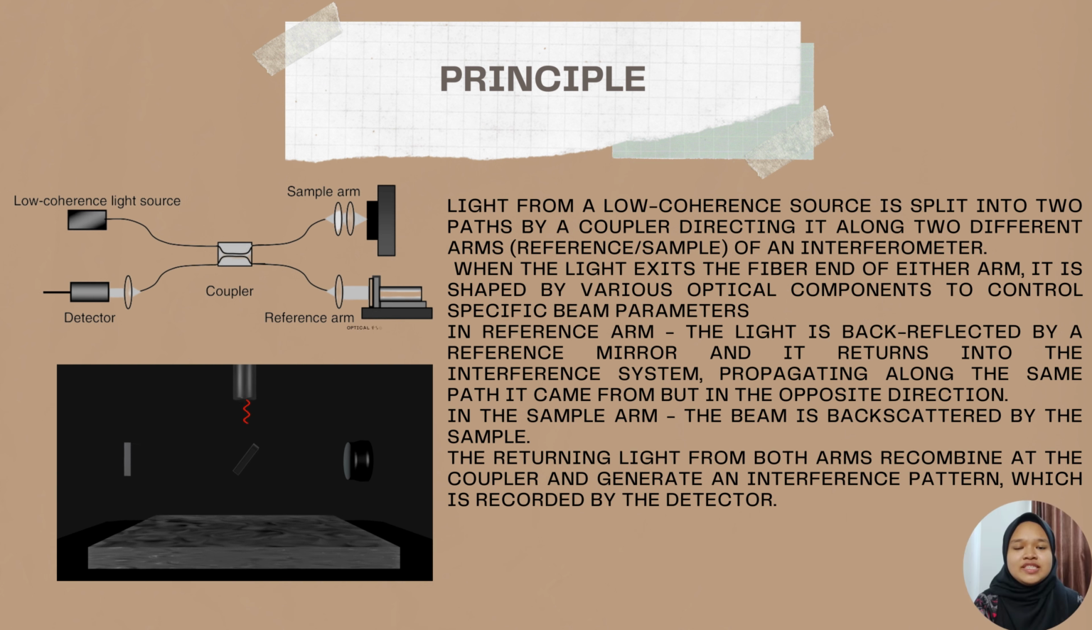The principle of this machine is that light from a low coherence source is split into two paths by a coupler, directing it along two different arms, which are the reference and sample arms of the interferometer. When the light exits the fiber end of either arm, it is shaped by various optical components to control specific beam parameters. In the reference arm, the light is back reflected by a reference mirror and it returns into the interference system, propagating along the same path it came from but in the opposite direction. In the sample arm, the beam is back scattered by the sample. The returning light from both arms recombines at the coupler and generates an interference pattern, which is recorded by the detector.